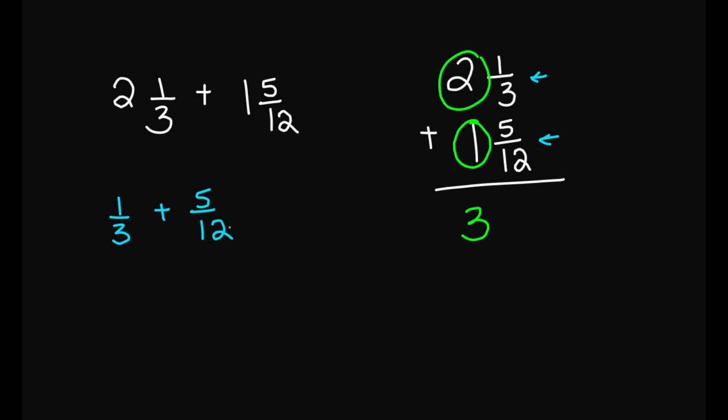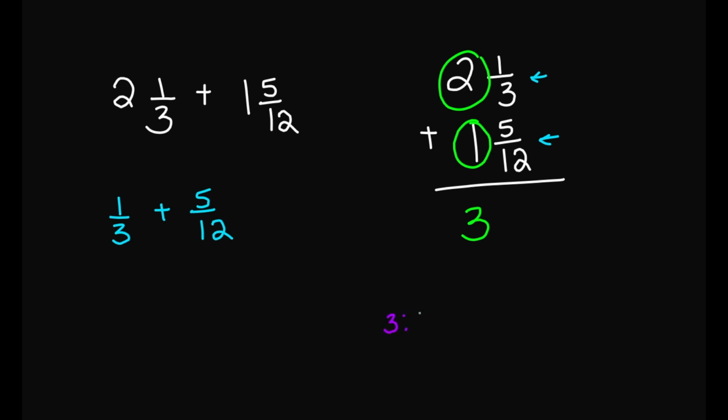Remember, when you are adding or subtracting your fractions, your denominators must be the same. If your denominators are not the same, then you need to find a common denominator. So as you can see, my denominators, my 3 and my 12, they are not the same. So I do need to find a common denominator. So let's list the multiples of my 3 and then of my 12. So I'm going to do it down here.